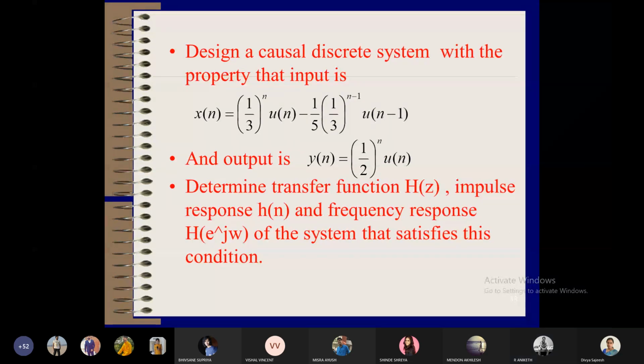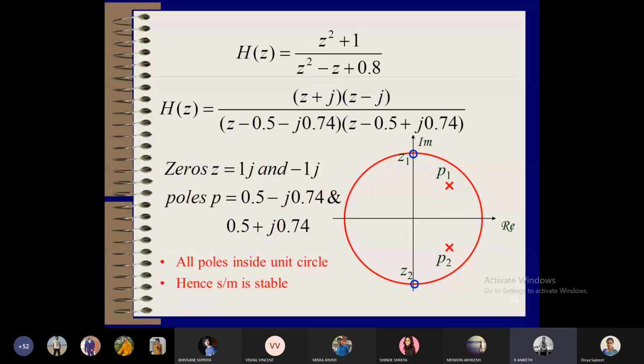Ma'am, when is the system said to be marginally stable? That will be when the poles are on the circle. Okay, ma'am.